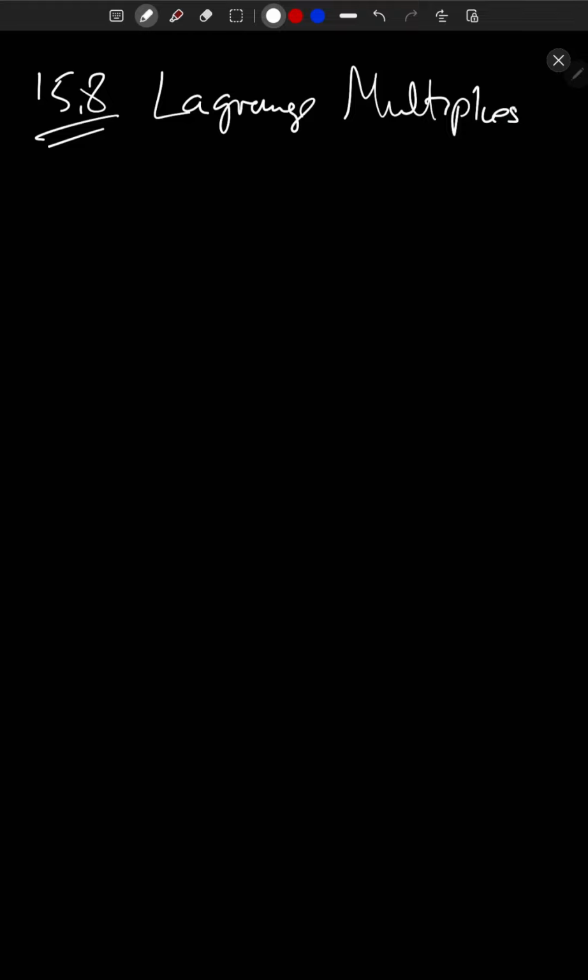Okay, so this is 15.8, Lagrange multipliers. And this is going to be a technique that allows us to do optimization on regions which are a bit hard to work with compared to what we talked about in the last section.